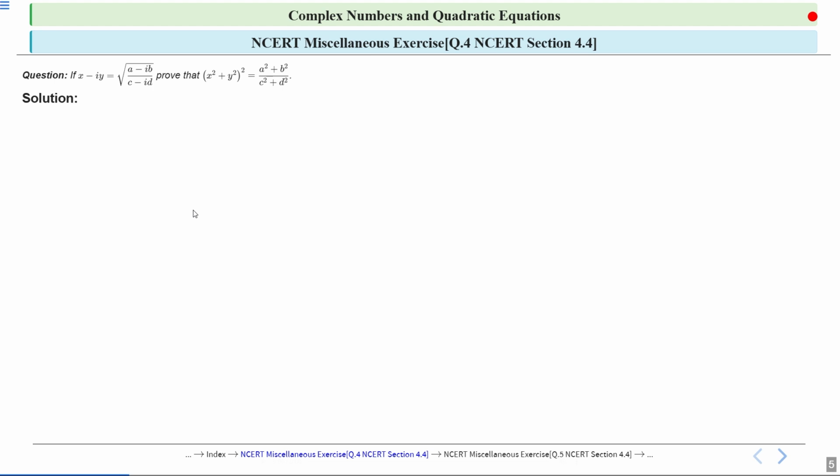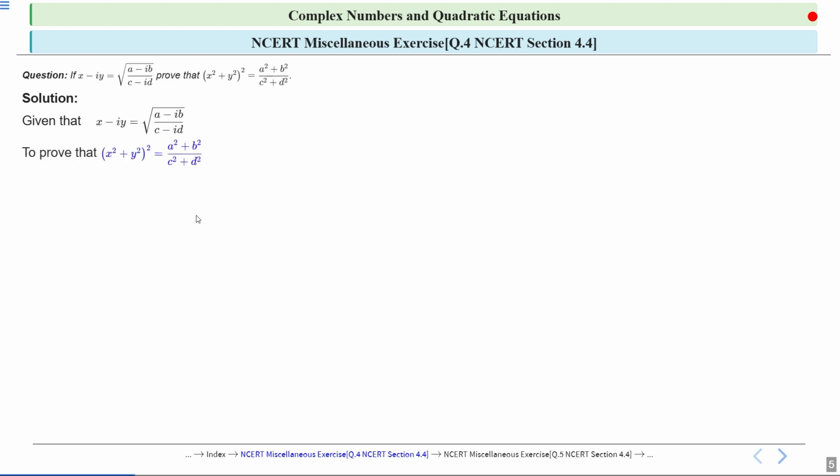So let's start the solution. We start with the given equation. We are given x minus iota y equals square root of (a minus iota b) divided by (c minus iota d). Here x and y are real numbers and a, b, c, d are also real numbers, and our goal is to manipulate this equation to eventually prove that (x square plus y square) whole square equals (a square plus b square) divided by (c square plus d square).